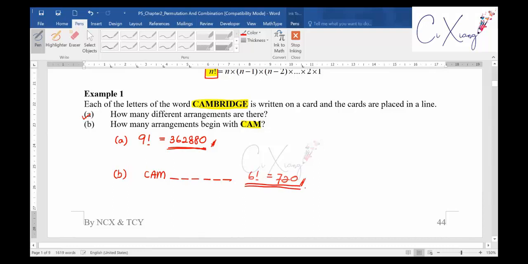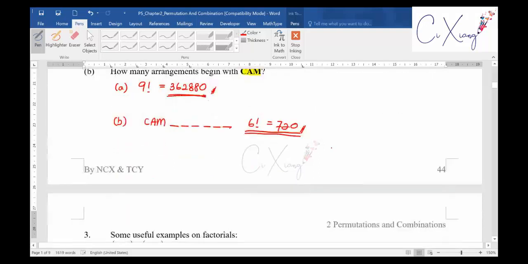Okay, so this is how we apply the formula here. All right. So this is for n distinct items. Okay, so next one.